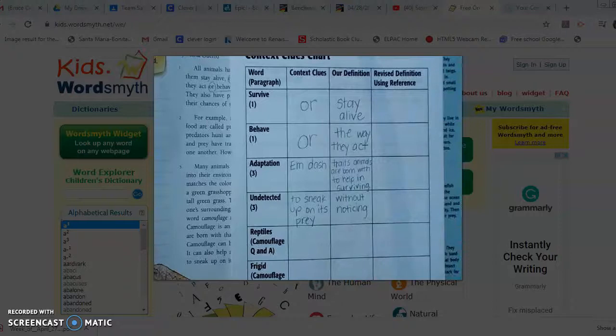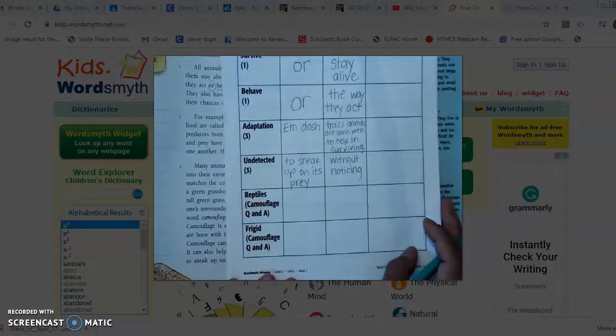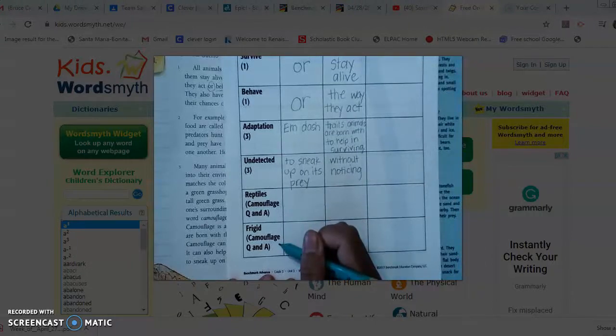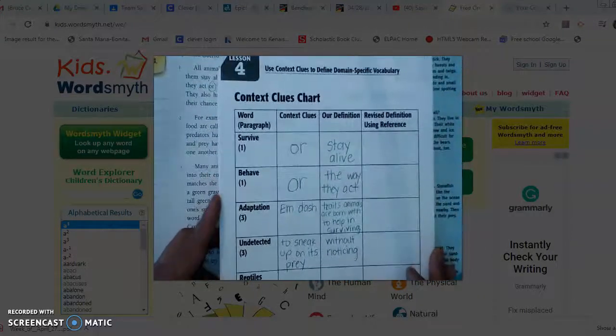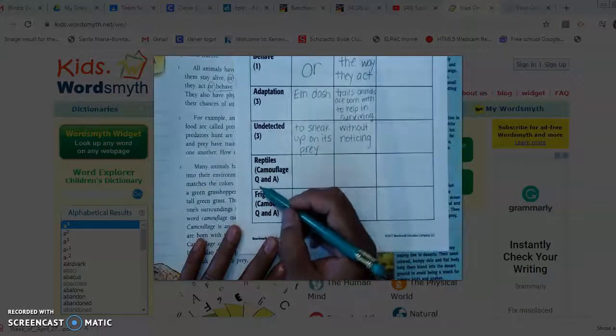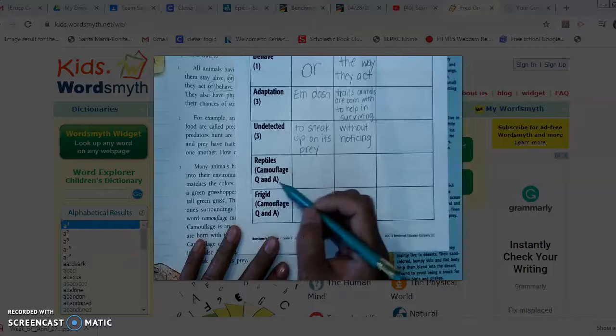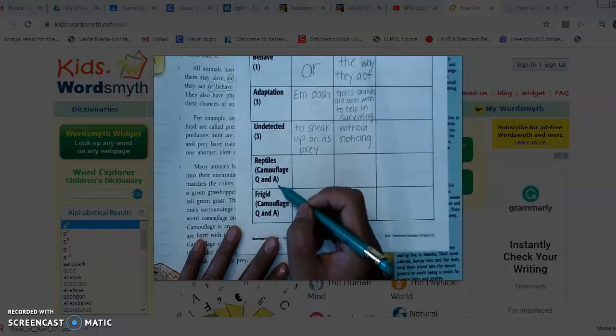Now, we left off with our last two vocabulary words from our context clues chart. So let's take a look. We have reptiles and frigid, and they're both in the section known as Q and A. Q stands for question. A stands for answer. So that's what Q and A means.